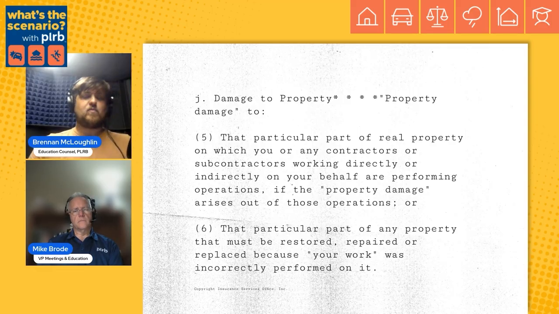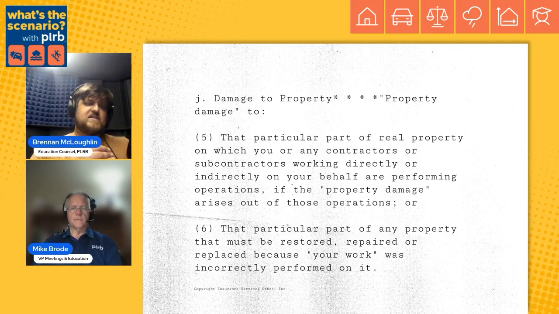The part we're talking about today is where it says excluding damage to that particular part on which you are performing operations. So what are you really working on? And then J6 is that particular part of any property that must be restored, repaired, or replaced because your work was incorrectly performed on it.